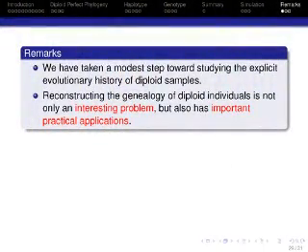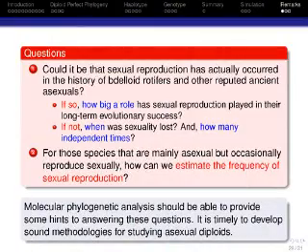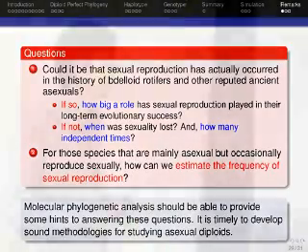So I think we have taken only a modest step toward studying asexual evolution for diploid organisms. And I think this is an interesting problem, and it also has important practical applications. So these are the questions that I posed in the beginning of the talk. So I will just show you here again to remind you. So I think these are really important problems. And molecular phylogenetic analysis should be able to provide some hints to answering these types of questions.